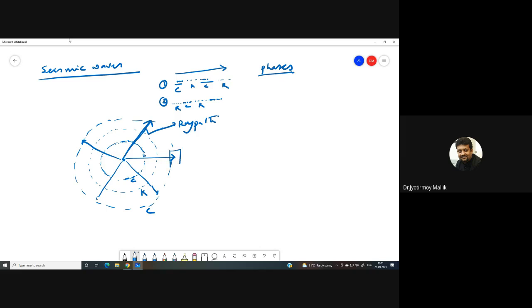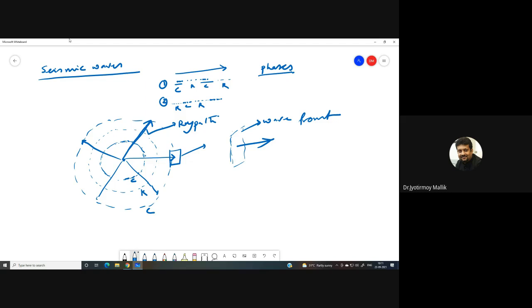So now if I look at this place, what I will find is that if this wave front is like a 3 dimensional surface, right, because we are looking at a sphere, then if this is my wave front, the ray path will be a line which is perpendicular to the wave front.